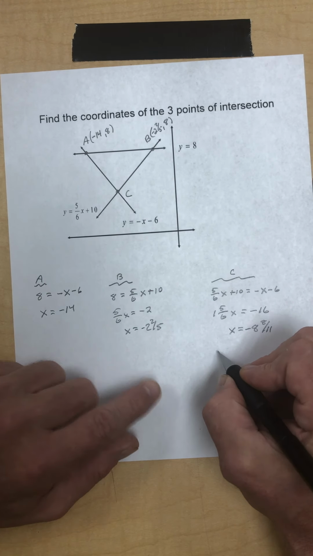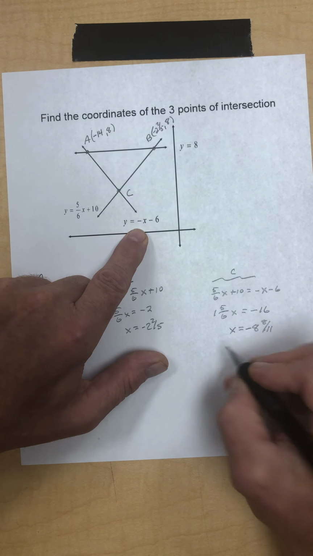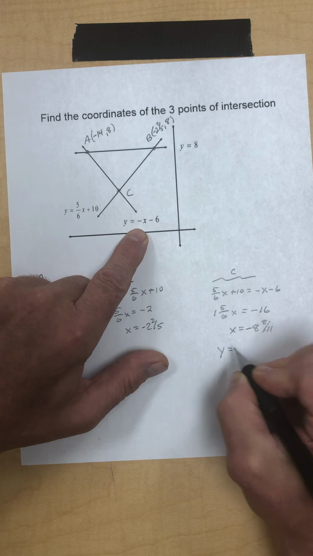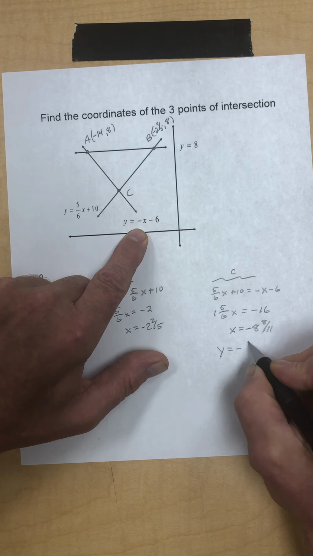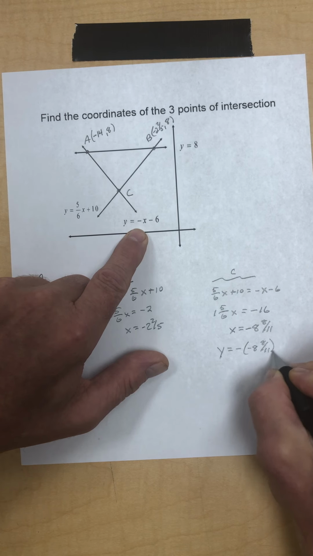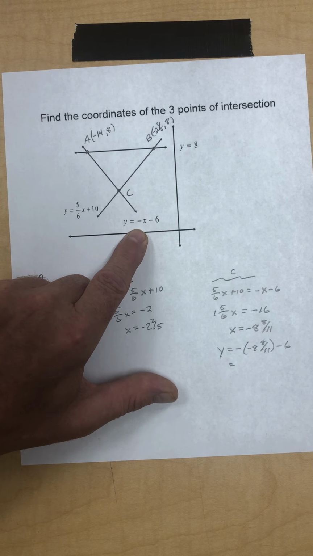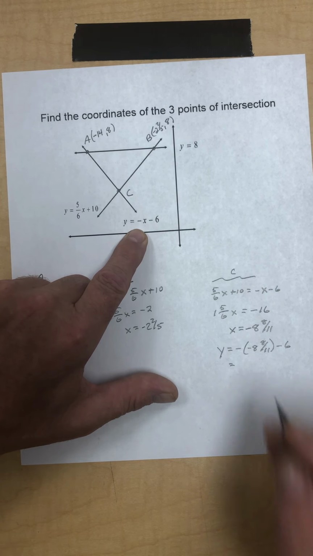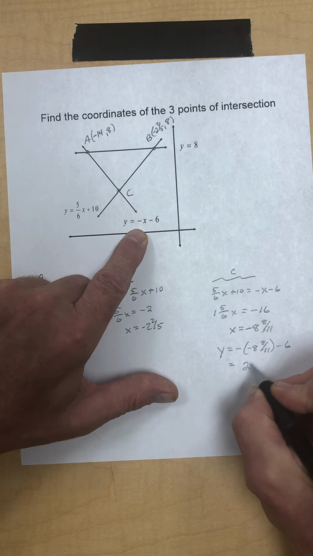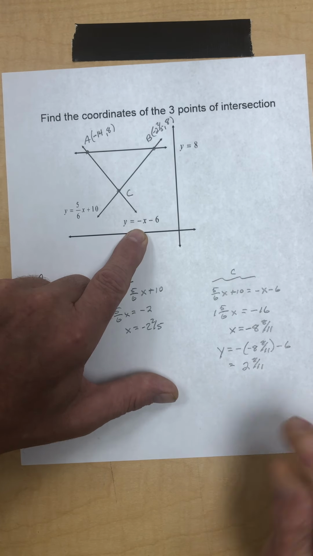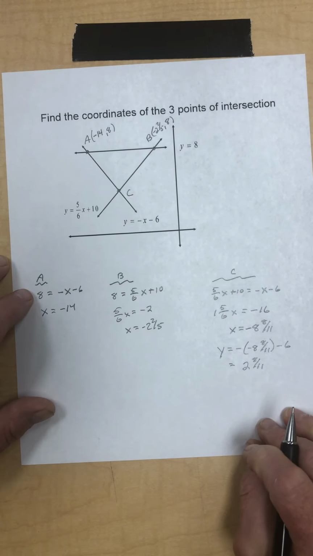I have to go back and find my y-coordinate, so I'm going to use this one right here. So y equals the opposite of x, so it'd be the opposite of negative 8 and 8/11, minus 6. That's going to be a positive 8 and 8/11 minus 6. So that's going to give me a positive 2 and 8/11. I can do that without even working with a calculator.